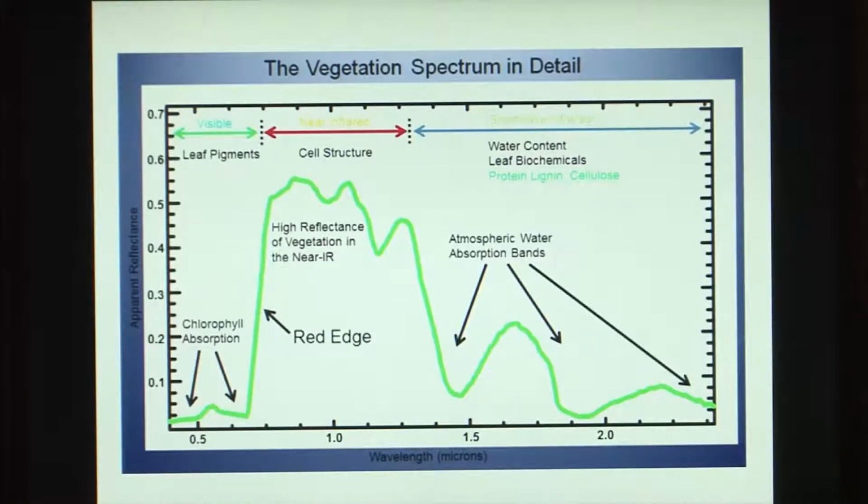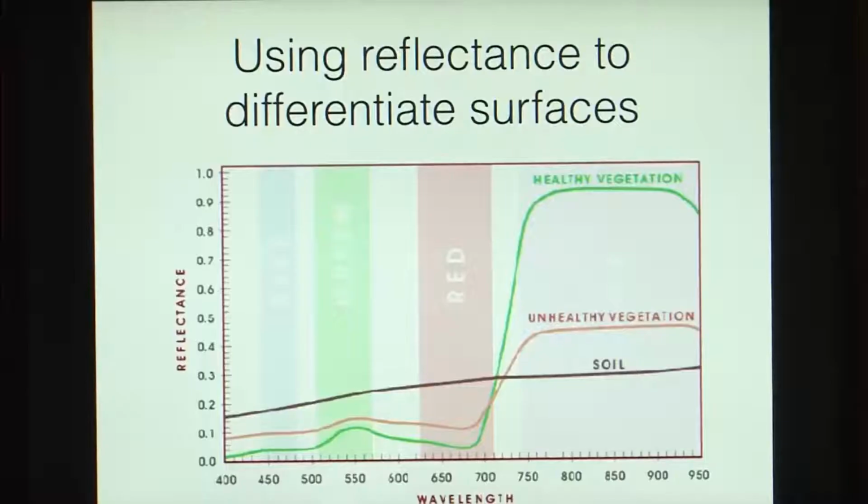Every object has a different spectral signature. Can we use these spectral signatures to differentiate various objects? This is what we see in the next slide: the spectral signatures of healthy vegetation, unhealthy vegetation and soil. All these three have very different spectral signatures. If I gave you the spectral signature of soil, you would be able to say that this is not leaf. So, we can use spectral signatures to differentiate between various surfaces.